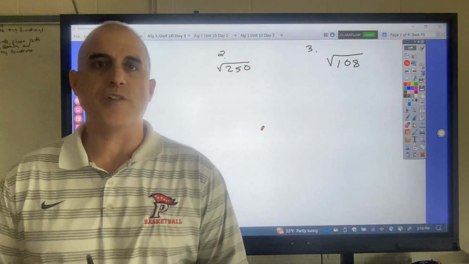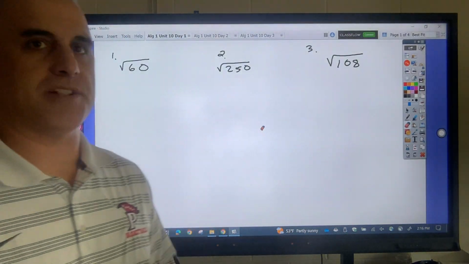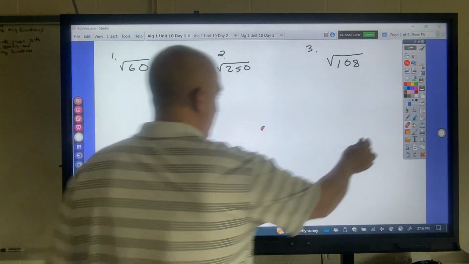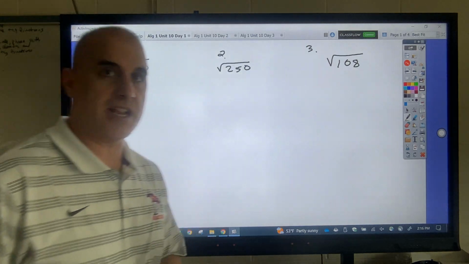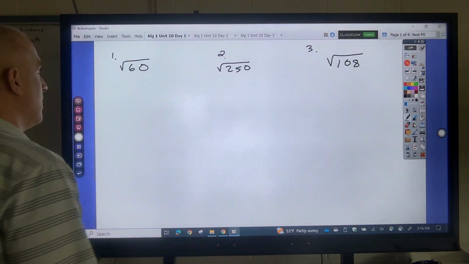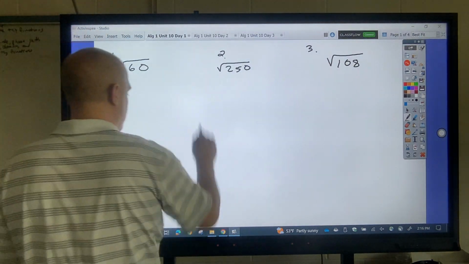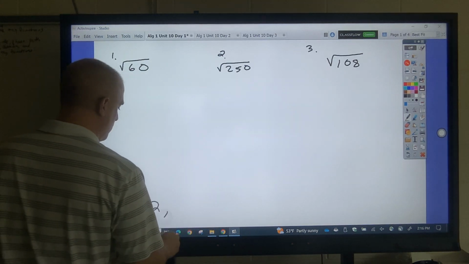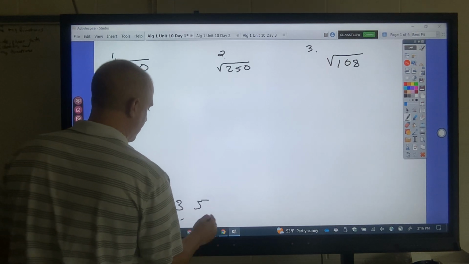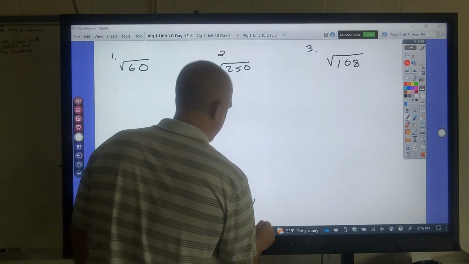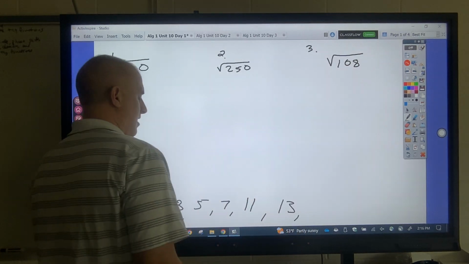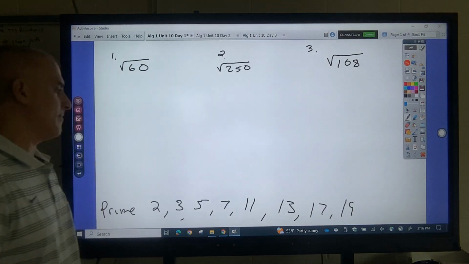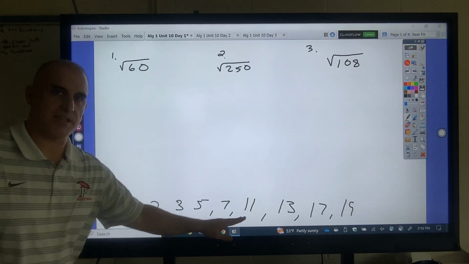Okay, this is going to be the first video lesson in the radicals unit on simplifying square roots and cube roots. So what we want to look for is we want to eventually get numbers down to be prime. Which prime numbers, just to give you an idea, I'll write them down at the bottom, are 2, 3, 5, 7, 11, 13, 17, 19. That's the ones we're going to predominantly see. Mostly we're going to be in these, okay?